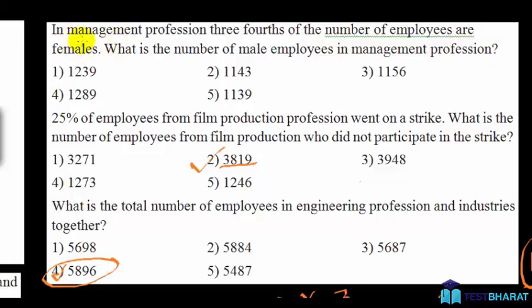In management, so let's look at the question. In the management profession, 3/4 of the number of employees are females. What is the number of males? So 3/4 are female, so what would be the male percentage? That would be 25%, or 1 by 4. 1 minus 3 by 4 is 1 by 4, right? So what we have to calculate is 1 by 4 for the management profession.